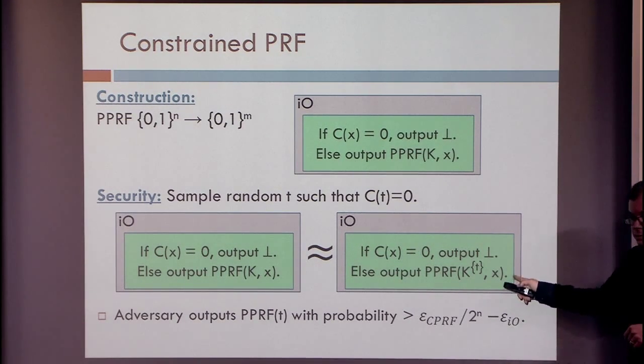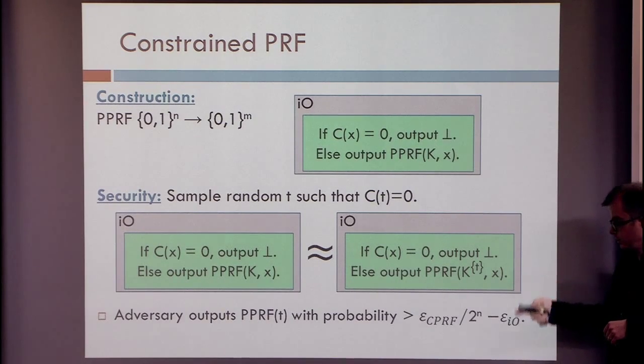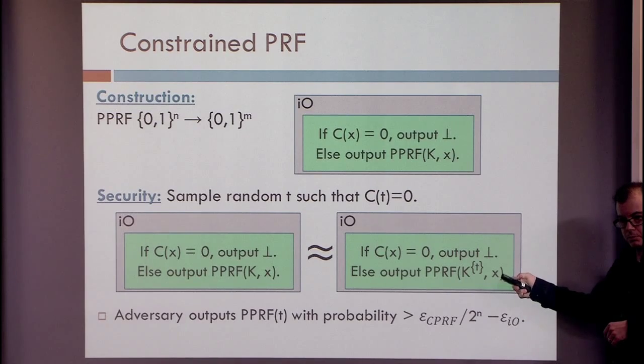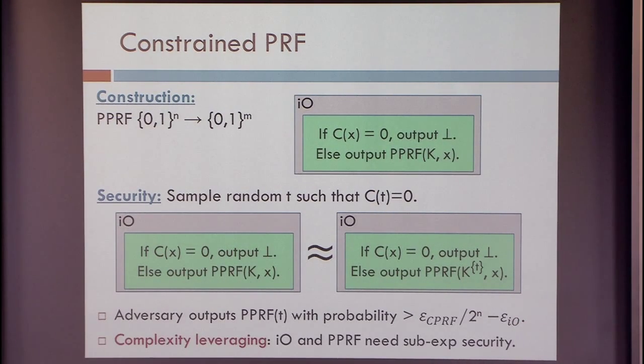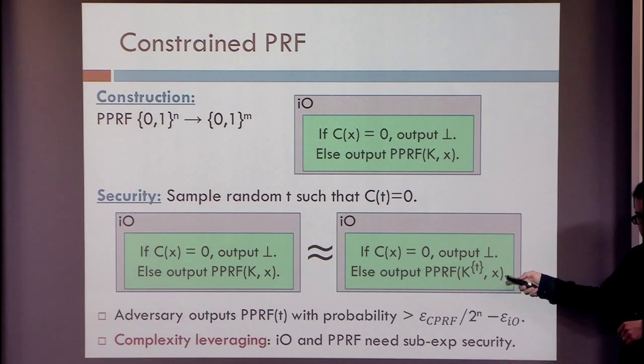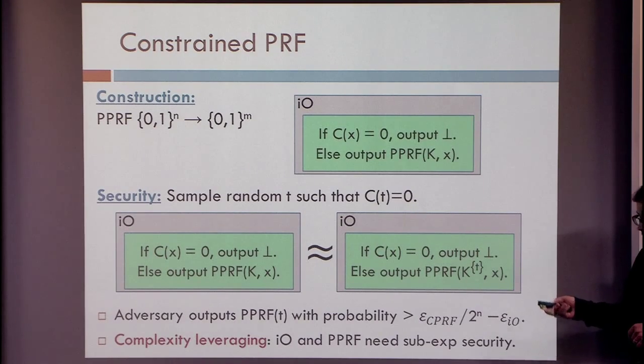Okay, so that means in this world also, the adversary picks T with some noticeable probability. And if he does in fact pick this value and outputs the evaluation of the PRF at this particular T, then I've broken PPRF security.